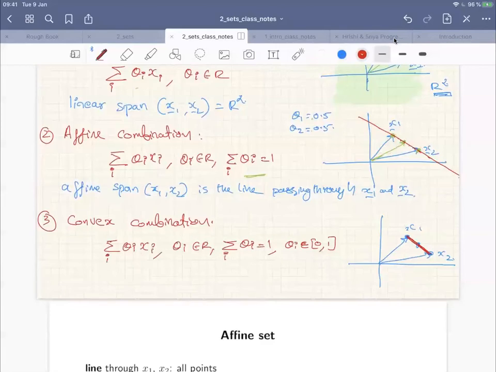So we can say that the convex span, I don't know whether we can formally write the word convex span, so I'm using this notation, the convex span of x1 and x2, but you know what I mean, is the line segment between vector x1 and vector x2.